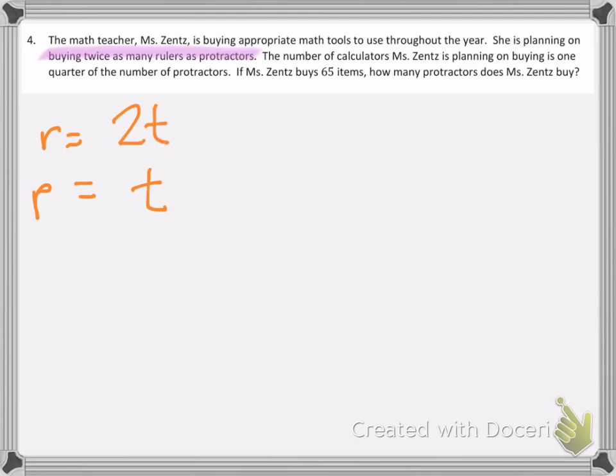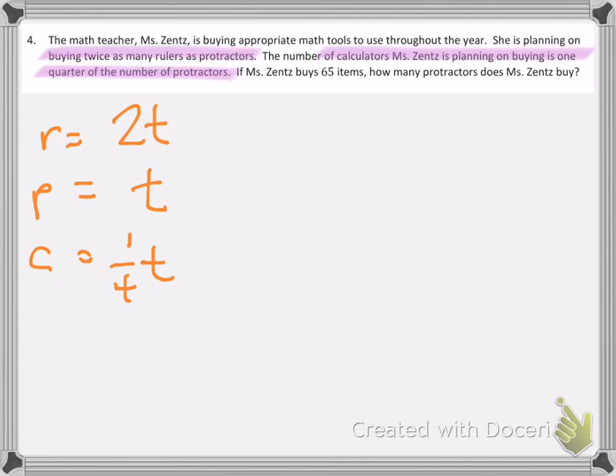Okay, back to my problem. The number of calculators she's planning on buying is 1/4 the number of protractors. Calculators is 1/4 the number of protractors. So I go back here and I'm going to have a calculator, and it's going to be 1/4 of T. So there it is. And then Mrs. Zentz buys 65 items. So I'm going to add all these items up.